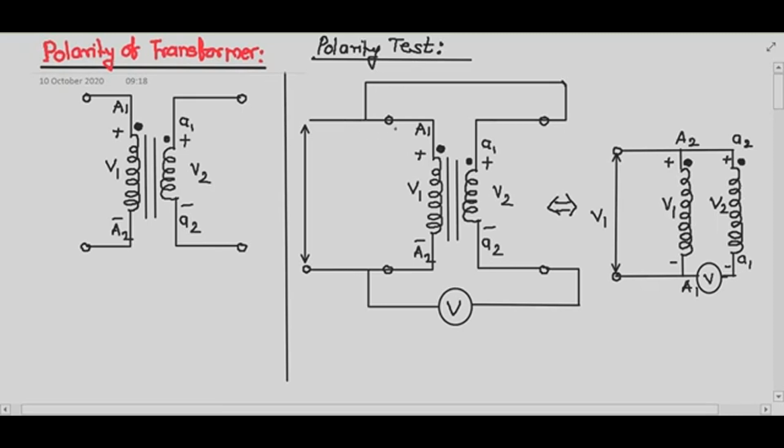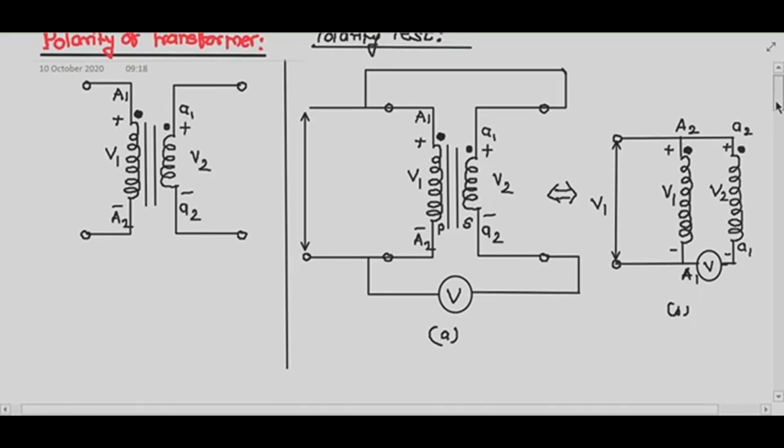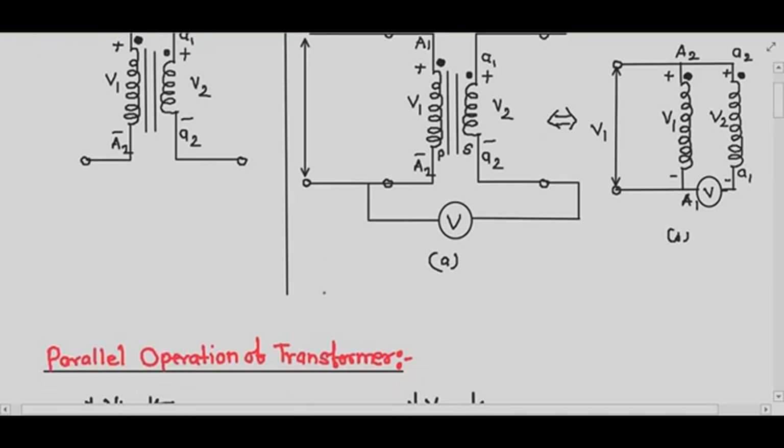The polarity test is carried out in order to determine the relative polarity of the two windings of the transformer, that is the primary winding P and the secondary winding S. The setup of the polarity test is shown in this figure. It shows that the two windings are connected in series and a voltmeter is connected across their series connection. The equivalent circuit of figure A is shown in figure B. If the polarity of the windings is as shown in figure B, then the voltmeter reading I will write here.